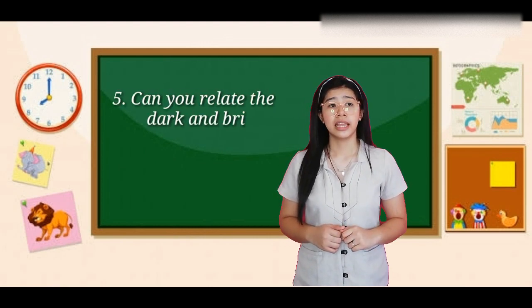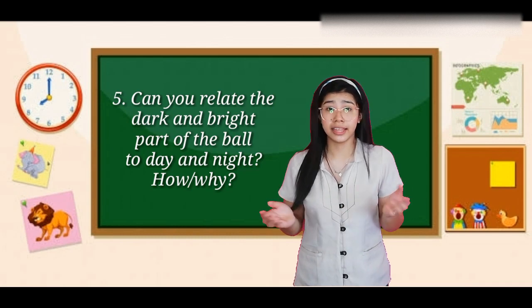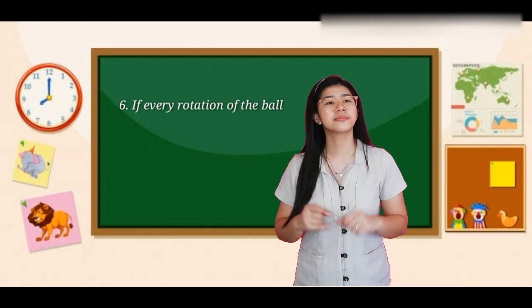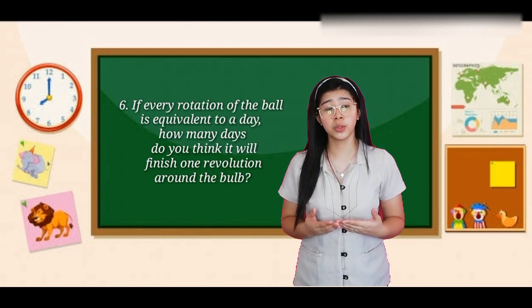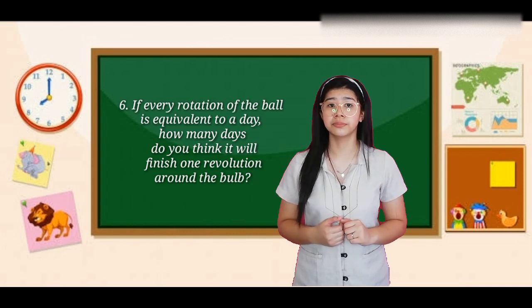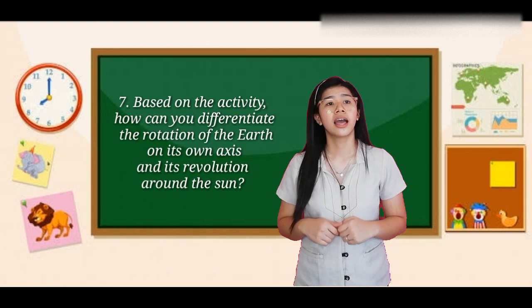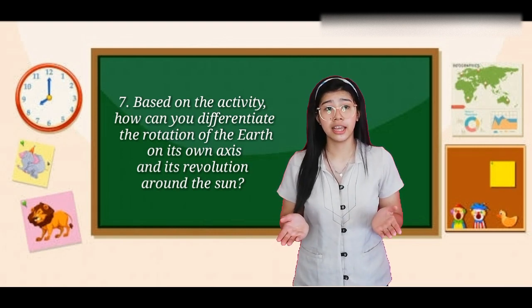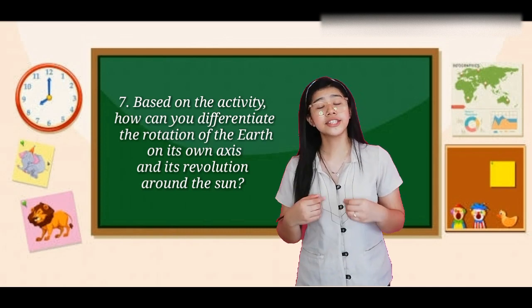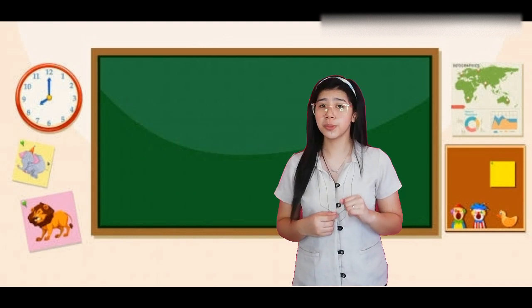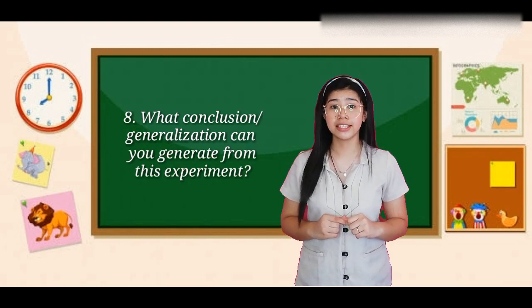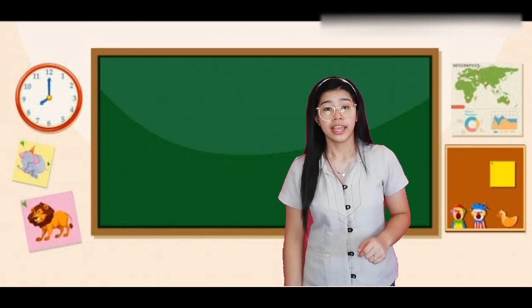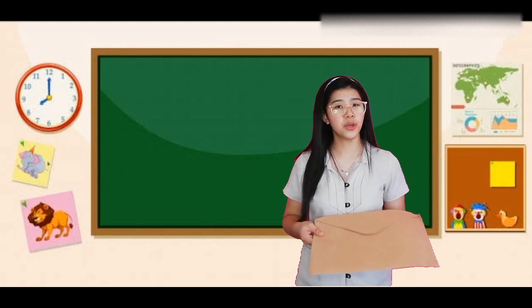Number 5. Can you relate the dark and bright part of the ball to day and night? How? Number 6. If every rotation of the ball is equivalent to a day, how many days do you think it will take to finish one revolution around the bulb? Number 7. Based on the activity, how can you differentiate the rotation of the Earth on its own axis and its revolution around the Sun? And for the last question, number 8, what conclusion or generalization can you generate from this experiment? You will answer those questions on the cartolina with the marker inside this envelope that I will be giving to you. Okay, class!